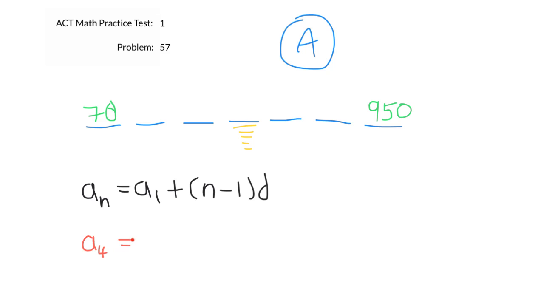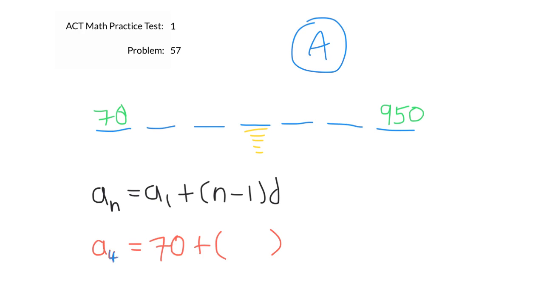Now, I actually think we should flesh this out, because at the end of the day, isn't that what we're trying to find? We're trying to find a sub 4. So I'm going to write a sub 4 equals 70, because that's a sub 1, plus 4. We'll put 4 in blue just to color code things. 4 minus 1, and it's still times d. So obviously this is going to become 3, but this is the equation that would allow us to find a sub 4, also known as this fourth term.